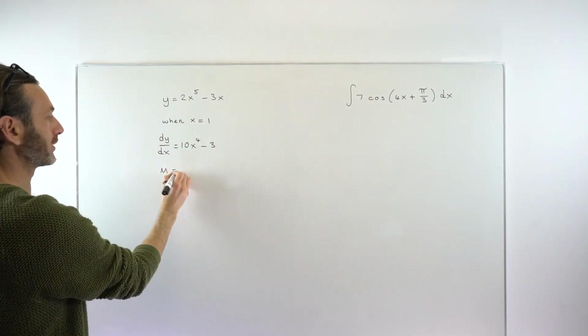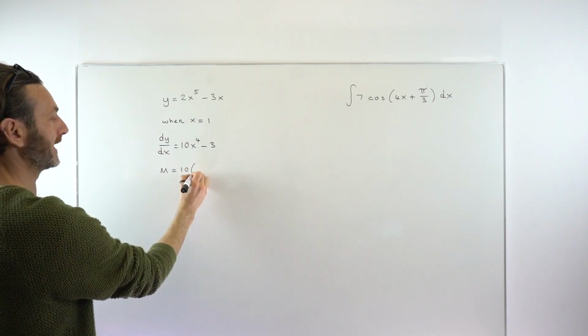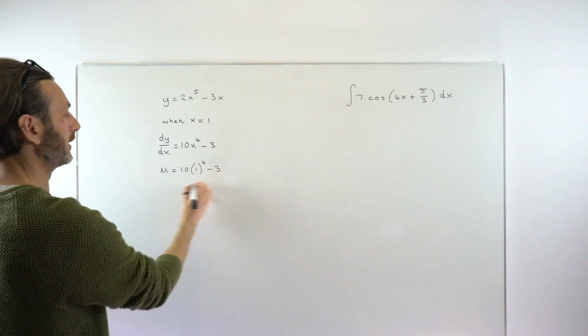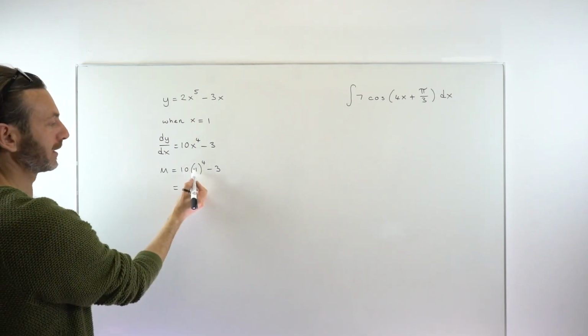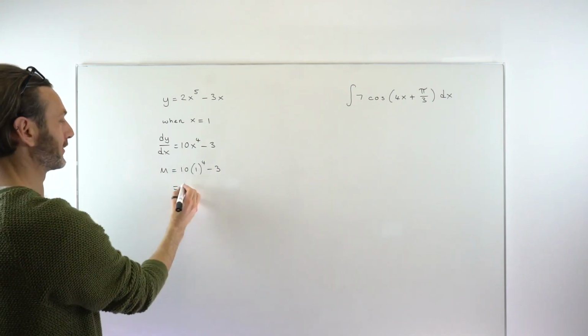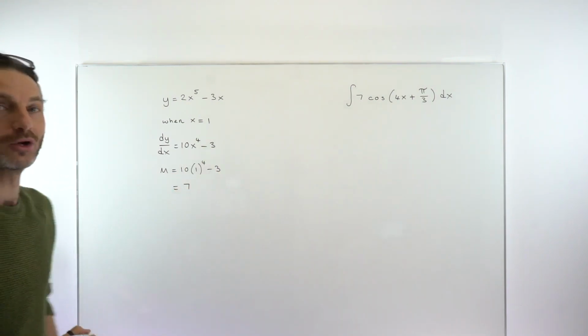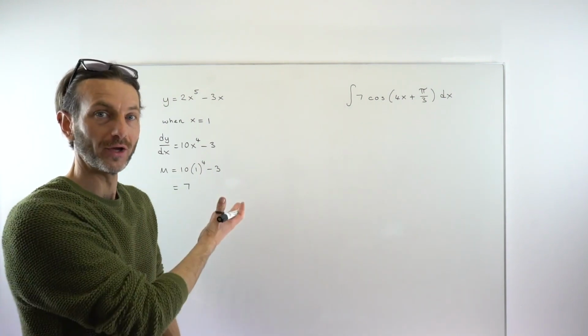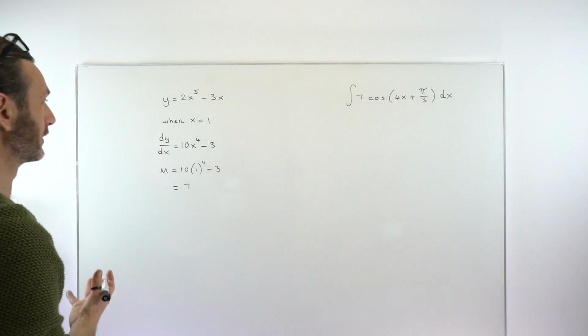So that means we can go straight to our gradient, which is going to be 10 times 1 to the power of 4 minus 3. So just plug it in there, and then we just need to calculate that. So 10 times 1 to the 4 is just 1, 10 times 1 is 10, minus 3 is 7. So that gives us a gradient of 7. There's no way to know whether that's accurate or not. We don't have a diagram, so we just have to trust that that gradient is fine.